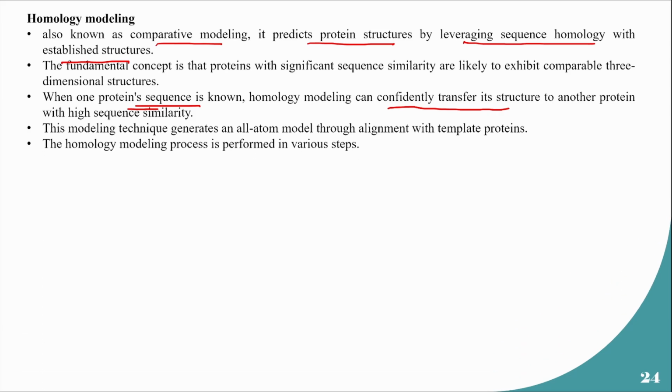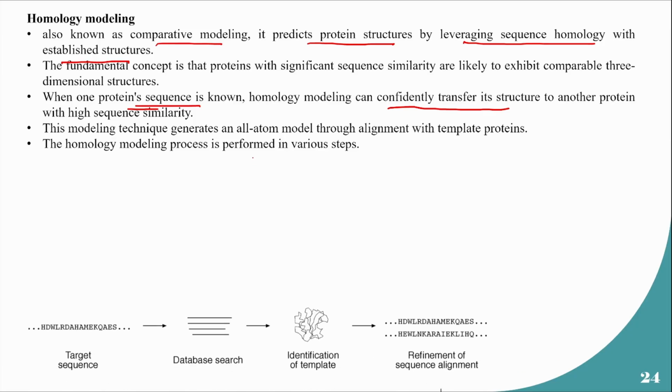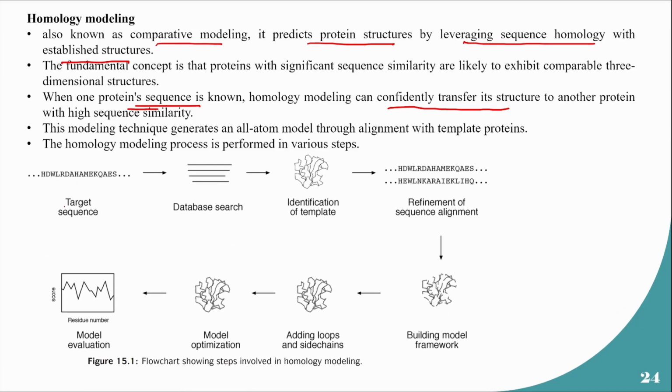So it is generated through all-atom models, and then various steps are there. If you look at this flow chart, you will see firstly you have to identify a target sequence. For the target sequence, ideally you will have a very high sequence identity with the template, so that will make your model more accurate. Then, after you do the database search from a number of templates, which will be given as hits, you have to identify one particular template.